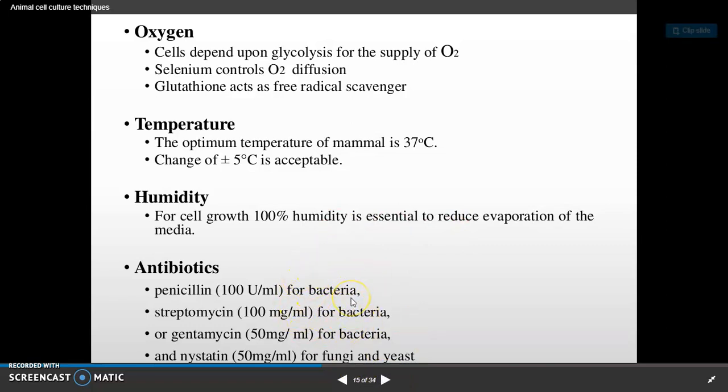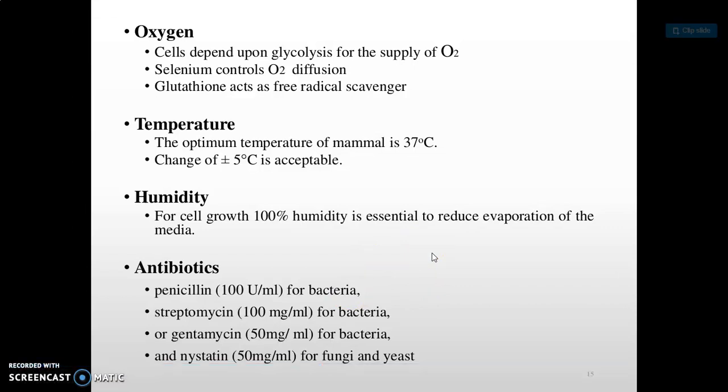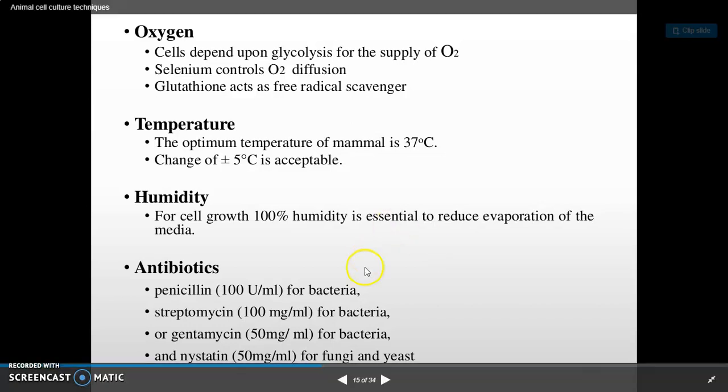Why? Because to reduce the contamination, other bacterial cells and other contaminants may be ready to grow and damage our healthy tissue. That's why you need to use some antibiotics to control the infections.